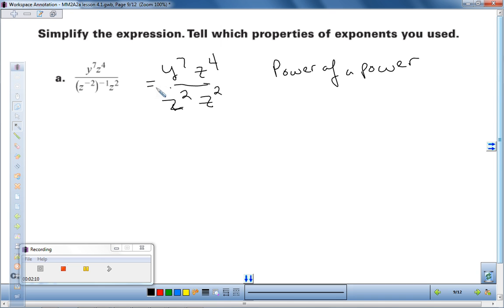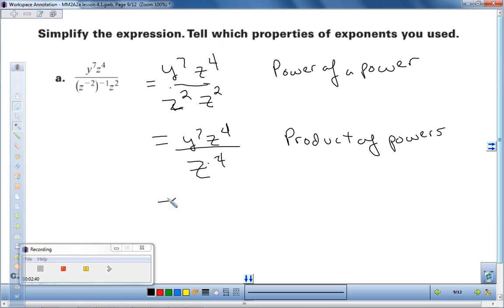Okay, now the next thing we're going to do is go ahead and combine these. And the property we're going to use there is product of the powers. So when we're multiplying and we have the same base, we end up adding them. So we end up with y to the 7th, z to the 4th on top, over z to the 4th. Okay, and so again we use the product of powers.